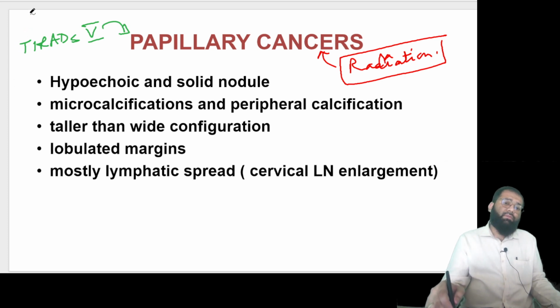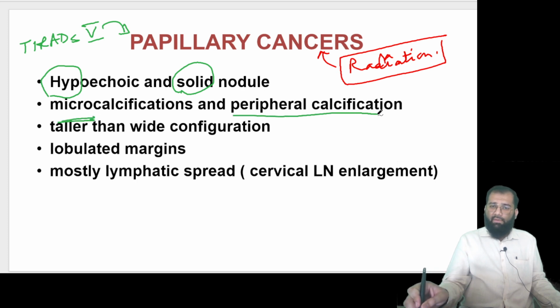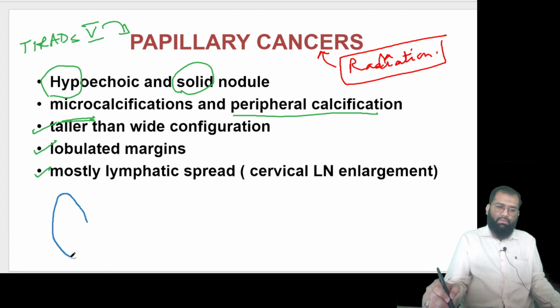Now, the features which we had discussed for papillary CA, that is hypoechoic nodule, solid nodule with microcalcifications and sometimes peripheral calcifications, taller than wider, lobulated margin, extrathyroid spread, lymphatic spread. These are all features of papillary cancer. So I would give you a small illustration. If you remember that, it becomes very easy to remember all important features of papillary CA, that is this.